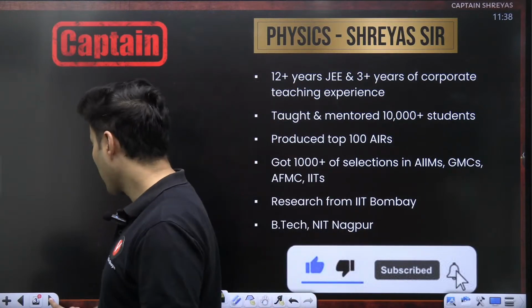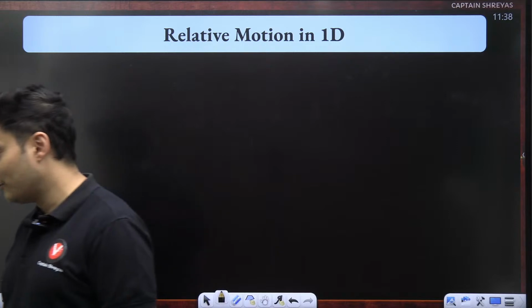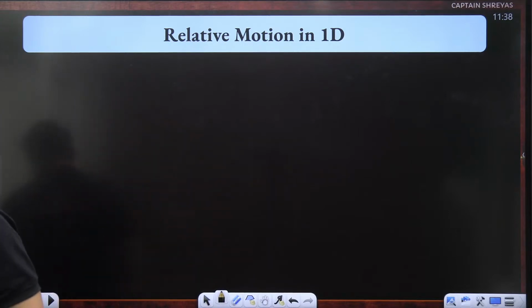So let's start with the relative motion in one dimension first.